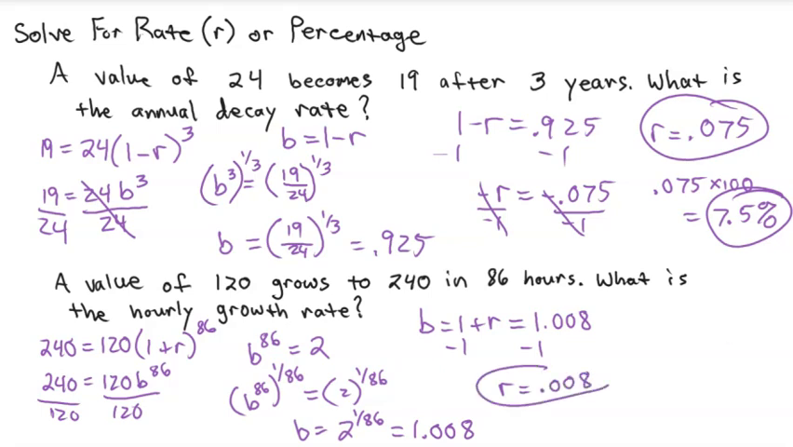And so that is our answer, but if we want it as a percent, we have to take 0.008 and multiply it by 100, and we get 0.8%, okay? You can write that as 0.8%. But that is how we solve for r in that question.